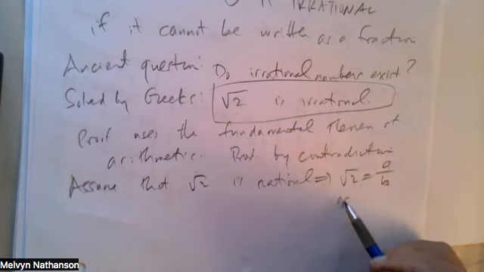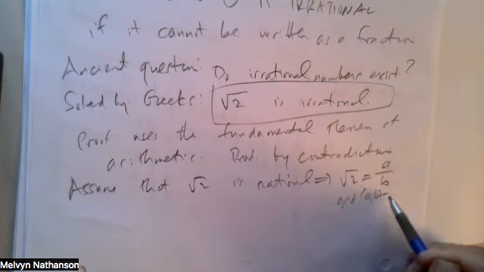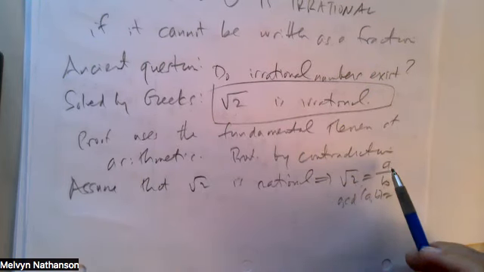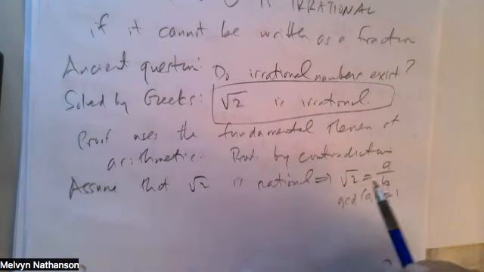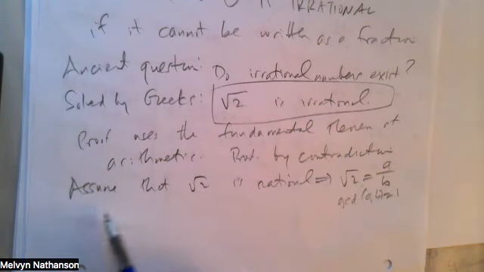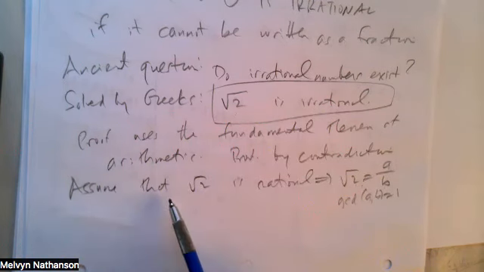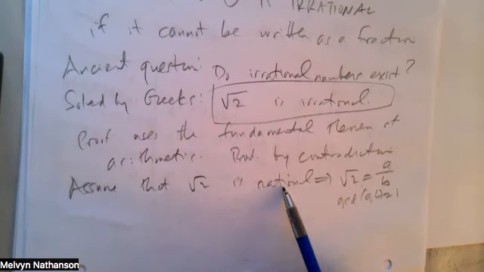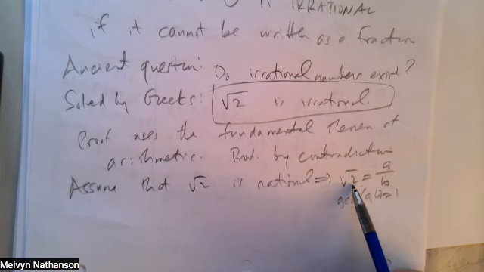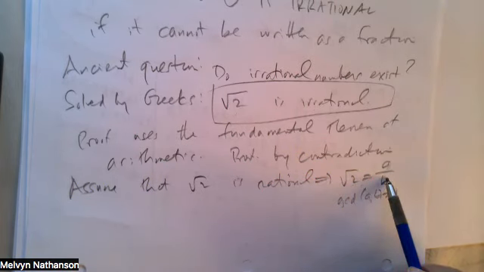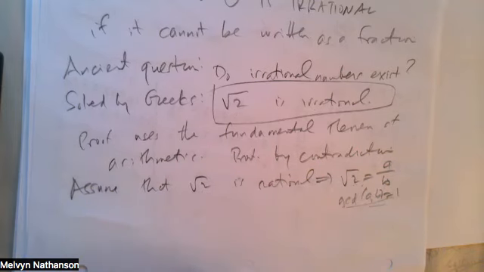Lowest terms means the greatest common divisor of a and b is 1. If there is some common divisor of a and b, we could cancel it. So if we assume the opposite of what we want to prove, if we assume that the square root of 2 is rational, then the square root of 2 is a fraction, a over b, where a and b are positive integers that are relatively prime.